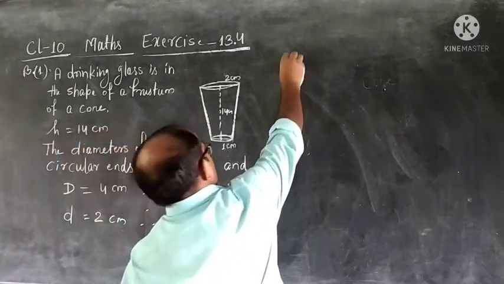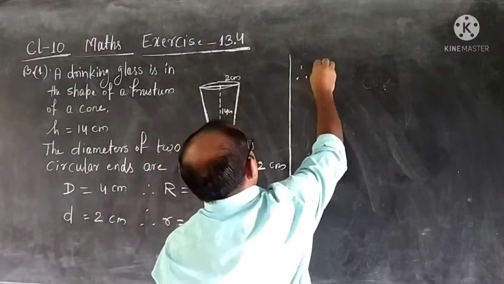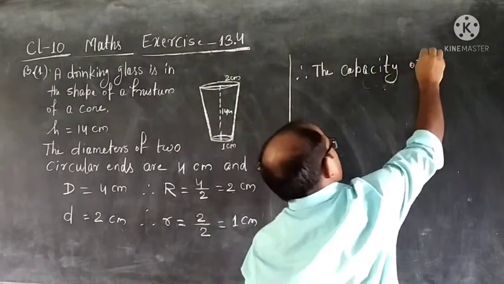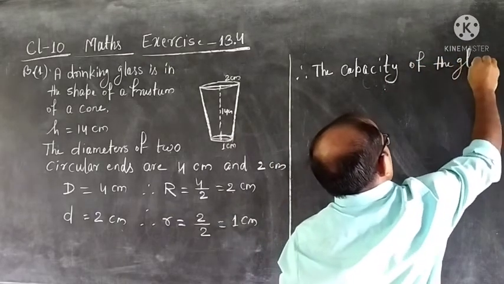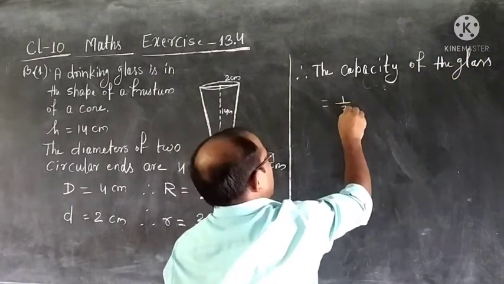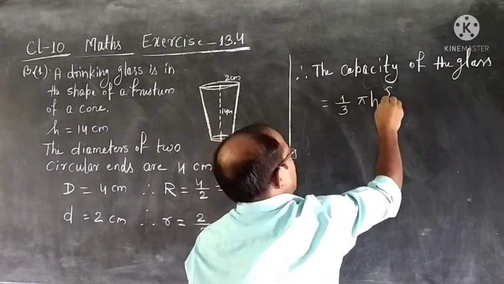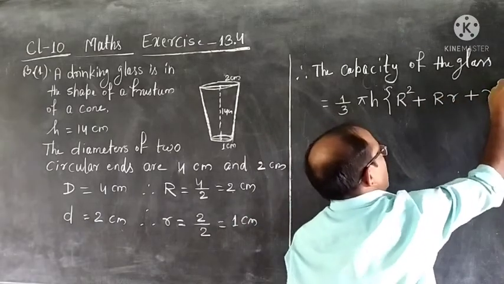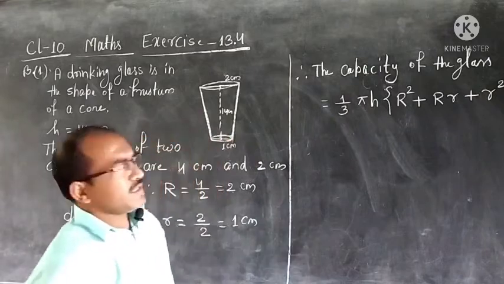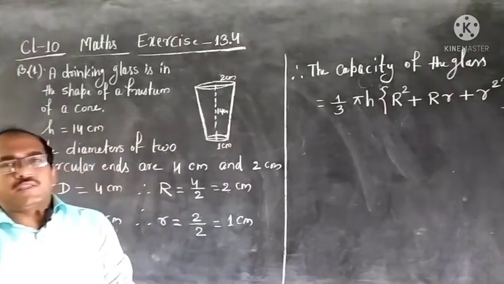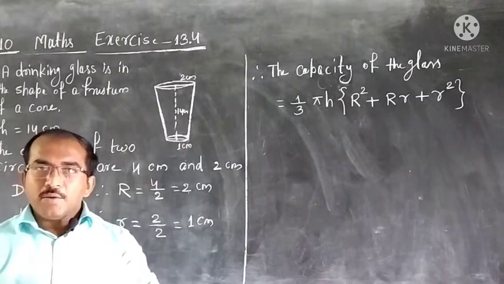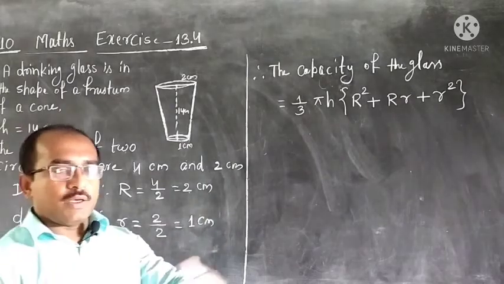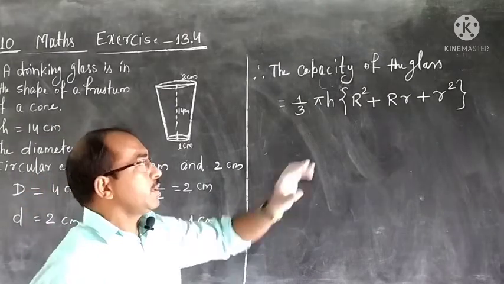frustum of cone. So we will calculate the capacity using the formula. We know that the capacity of the glass is the volume of the glass, which is equal to 1 by 3 pi h into R square plus R into r plus r square. The formula is a little long, but we can very easily adjust it in our mind. 1 by 3 pi h into R square plus R into r plus r square.